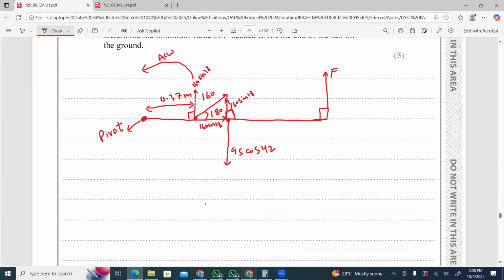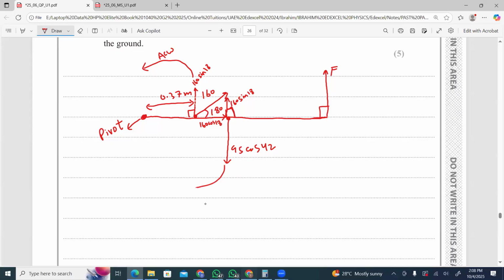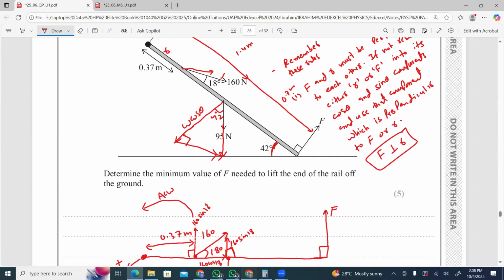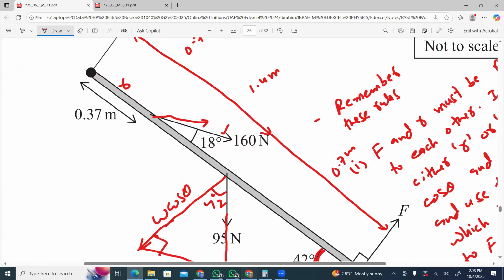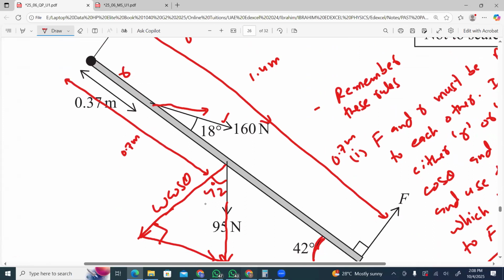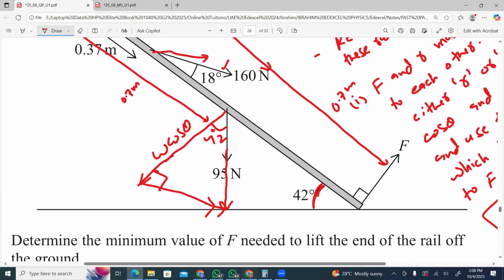Now the weight, if you see, the weight is going this way, right? It's a clockwise thing. And why is it 95 cos 42? Again, you can see that the weight is not at 90 degrees to the distance. For the weight, the distance is 0.7 meters, and the weight and distance are not perpendicular to each other. Obviously, it's not 90 degrees. 90 degrees means they have to be like this.